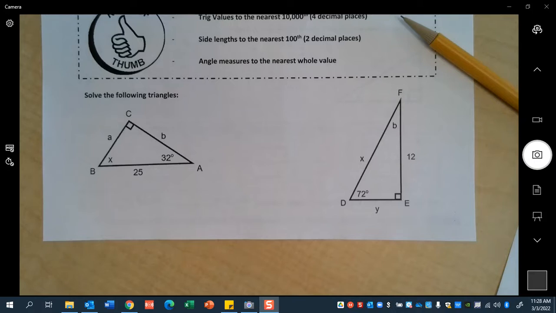Would you classify this as a side or a hypotenuse? Hypotenuse. That's your hypotenuse. And you know that because it's opposite your right angle. I'm always going to use the angle that's given to me as my theta. How come?